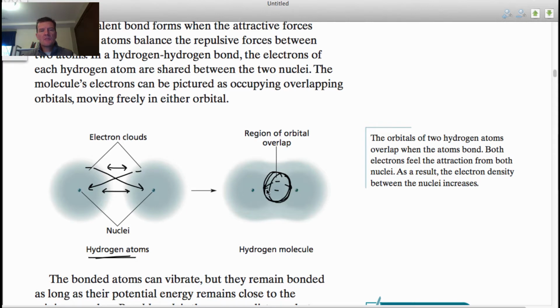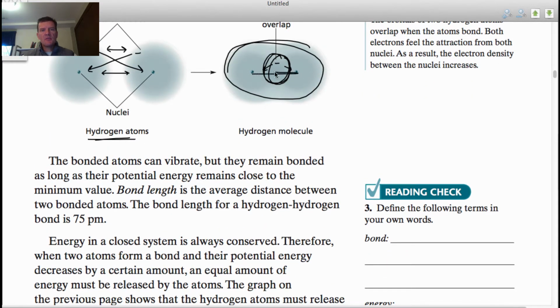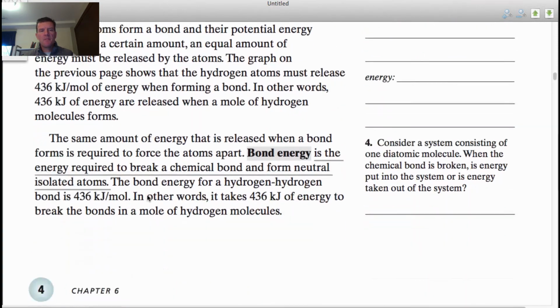But our nuclei will be far enough apart where we don't push each other, repel each other completely, and overall will be held together in this chemical bond. Okay? And the distance here between the two nuclei is called the bond length. That's called your bond length.